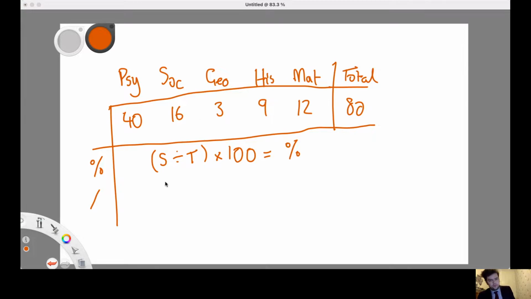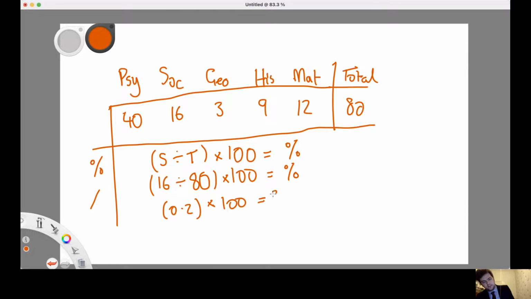So we're doing sociology, we've got 16, and we're dividing that by 80. So, I mean, I'm doing this in my head, but 10% would be 8. So we know 16 is double 8, so it's 20%. Timesing that by, or sorry, 0.2. And we times that by 100, that gives us our percentage. So 16 divided by 80 is 0.2. Times that by 100 is percentage, and that would be 20. So 20% are studying sociology. Okay, hopefully that makes sense. Let's do one of the other ones.